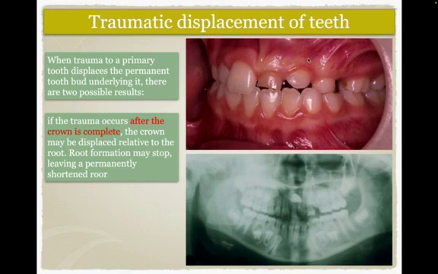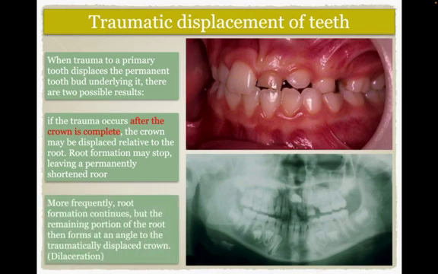This angle we call dilaceration. If you look at this X-ray of the same patient, you can see that the central incisor is as if it is looking at us immediately. Now this trauma resulted in a bending angle. That angle resulted in the tooth having this kind of appearance. So now we call this dilaceration.